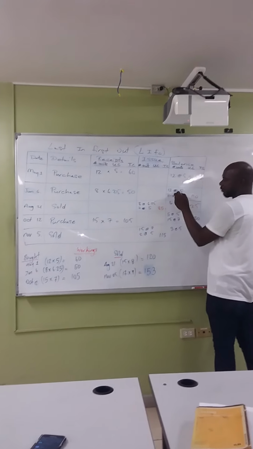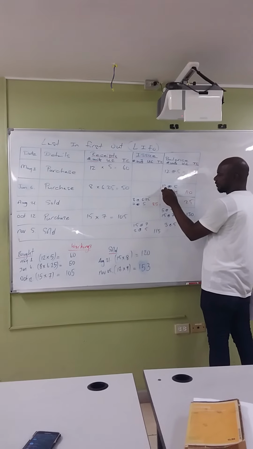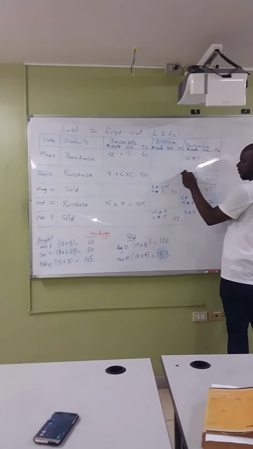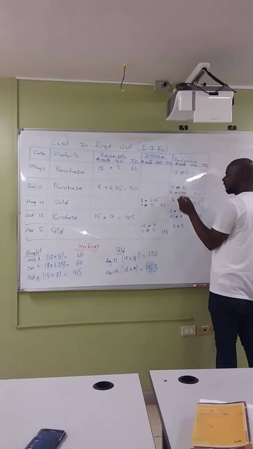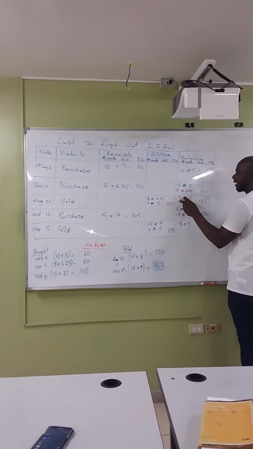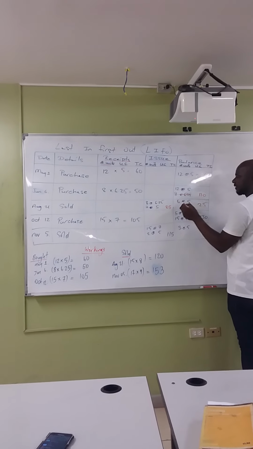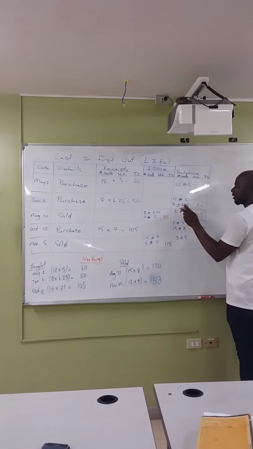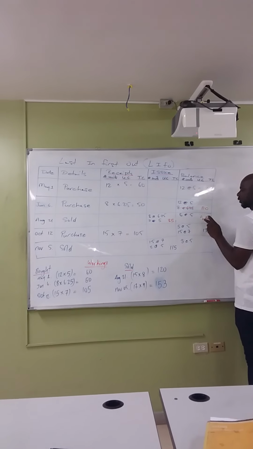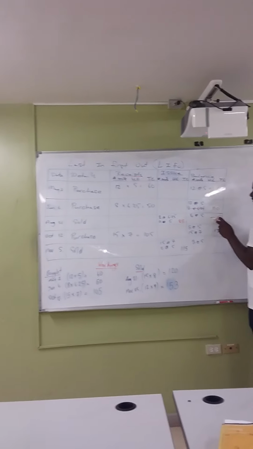Now remember you would have to take 7 from this right here. So you would have had a remainder of 5. So you have 5 at 5 remaining. Because you would have already taken 7, you have a remainder of 5 at 5. Now 5 times 5 give you 25.